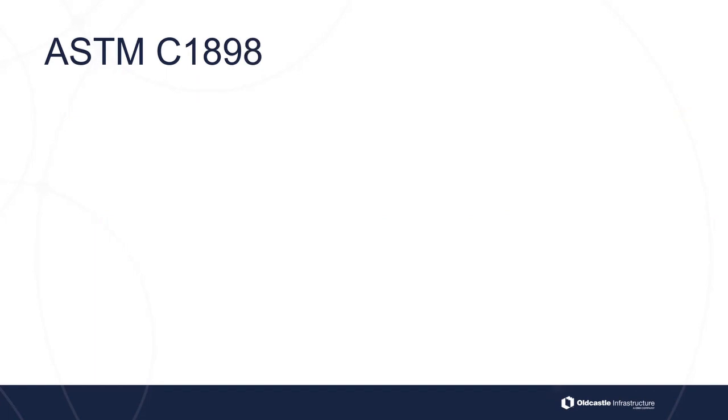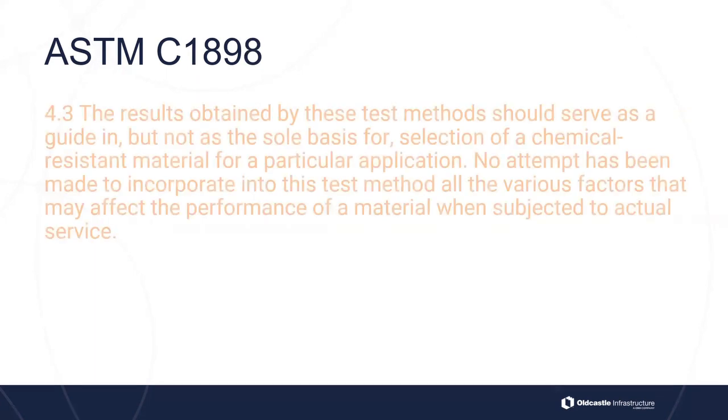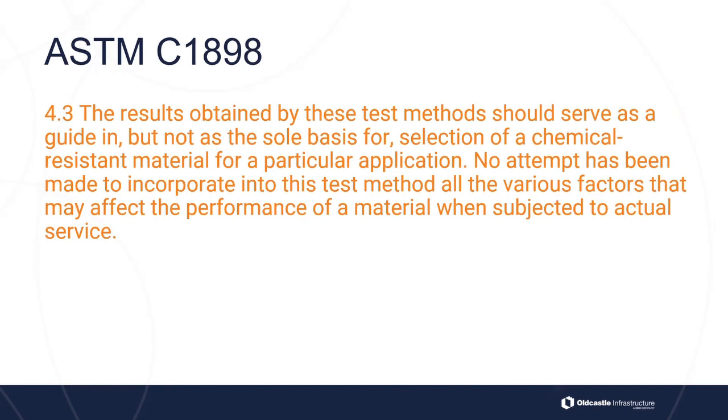We also had ASTM C1898, which in 4.3 says the results obtained by these test methods should serve as a guide in, but not as the sole basis for, selection of a chemical resistant material for a particular application. No attempt has been made to incorporate into this test method all the various factors that may affect the performance of a material when subjected to actual service. So while we are investigating and looking at these additives, we still don't know exactly how they're going to work when they're put into actual service. These are only hypothetical testing.